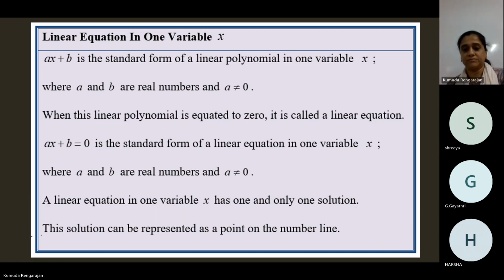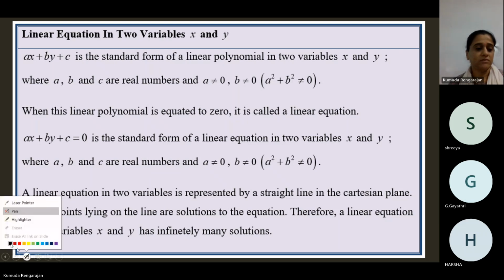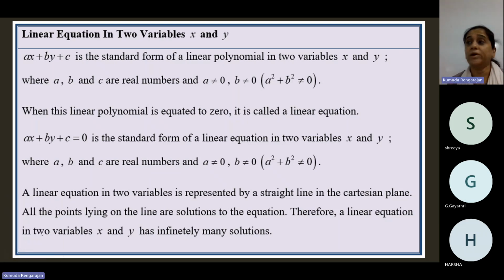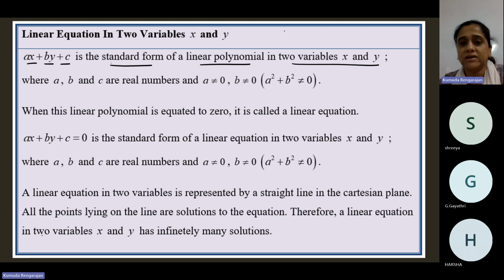Very good. Linear equation in two variables x and y. All right. ax plus by plus c is a standard form of a linear polynomial in two variables x and y. Let's take an example like 3x minus 7y. You can even say root 3x minus 7y, or say minus 11 by 3.